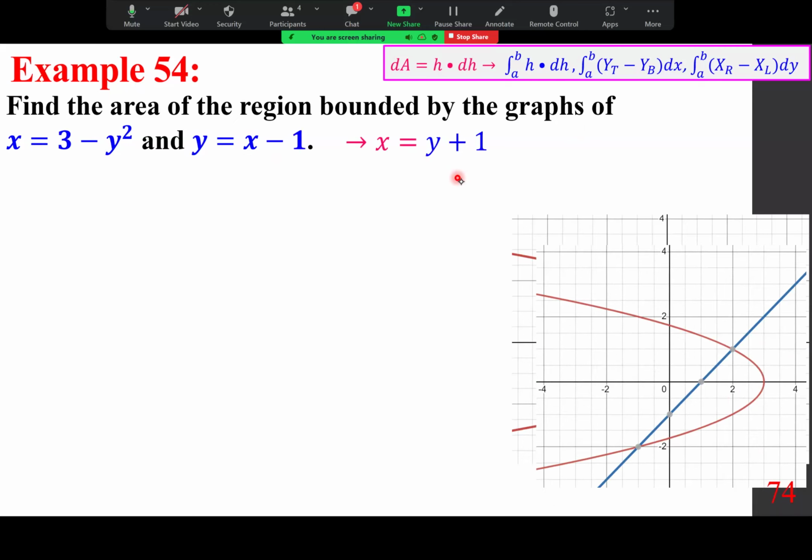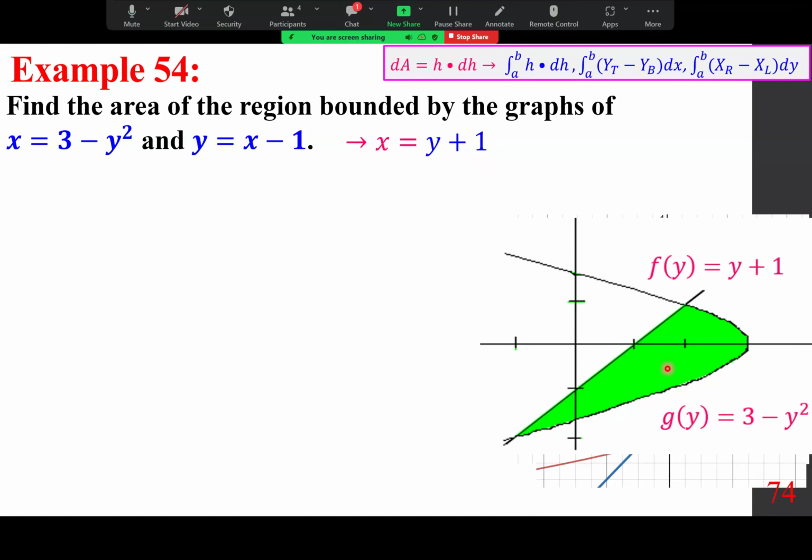The reason I'm writing it as that is because we are ultimately going this way. In a moment, you'll see why. We will need that later on. So typically, the area in between is this shaded region that we need. So we're going to call this 3 minus y squared g of y, and this one is f of y, the line. This is really x, this is x. We just call it f of y and g of y, which means, of course, it's not a function.